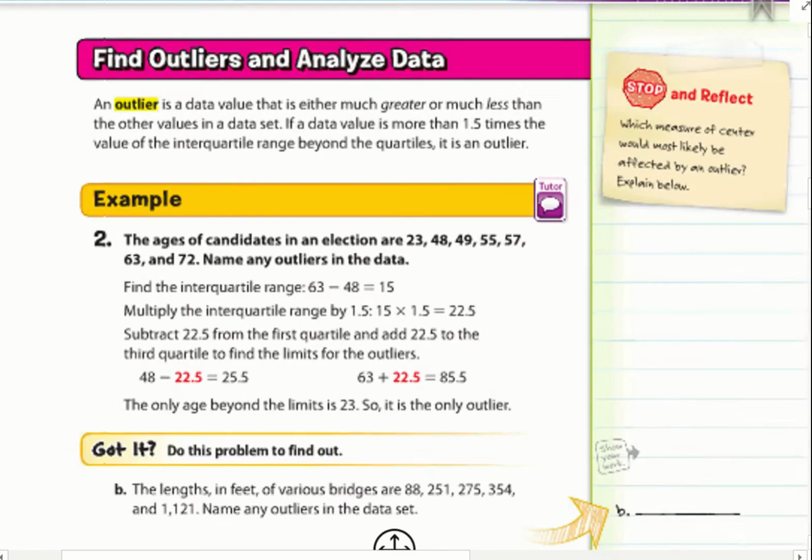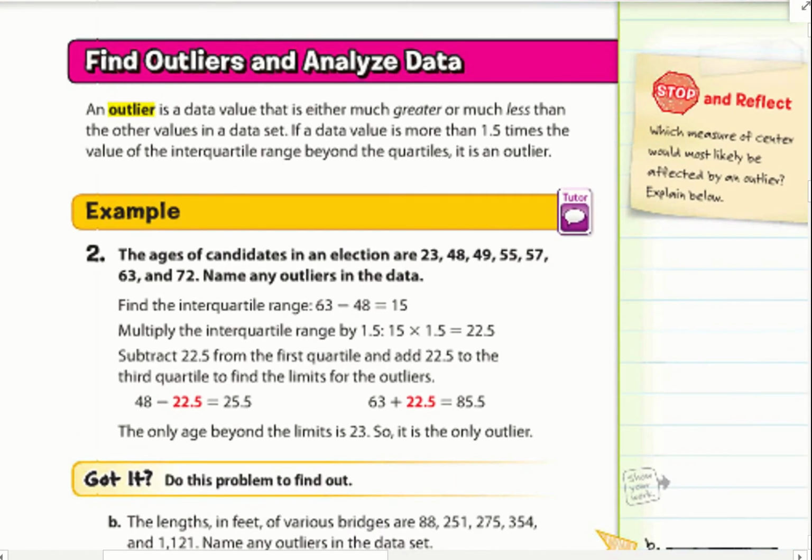An outlier is a data value in a data set that is either much greater or much less than other values in the data set. If a data value is more than 1.5 times the value of the interquartile range beyond the quartiles, it is an outlier. And we will explain what that means.